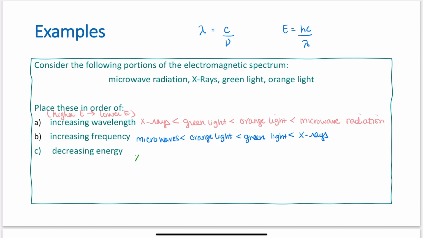And decreasing frequency, X-rays are the highest, green light is next in line, followed by orange light, followed by microwaves.